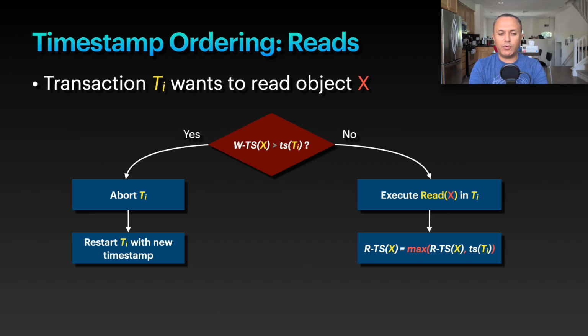So basically, this is what we do. At each operation, we do a check. If that check indicates that the order is still valid, then we perform the operation and then we update the timestamp. If it indicates an invalid order of things, then we abort the transaction. So this is what we do in the case of reads.